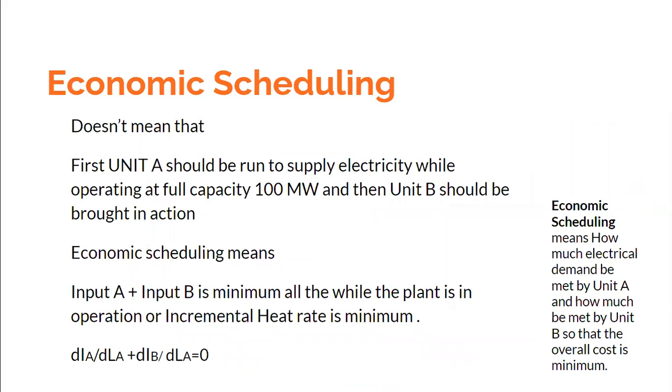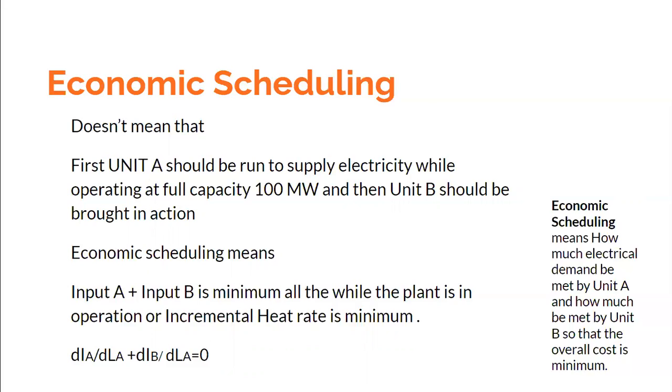So what now is economic scheduling? As we had discussed in the abstract, economic scheduling is about deciding the scheduling of the power plants based on the overall running cost, which has to be kept at a minimum. It does not mean that only one unit has to be operated at full capacity and then the second unit should be brought into action. And how is that to be understood?